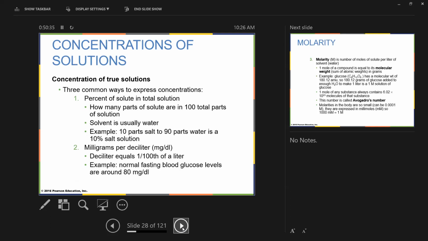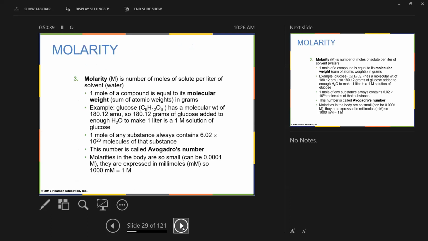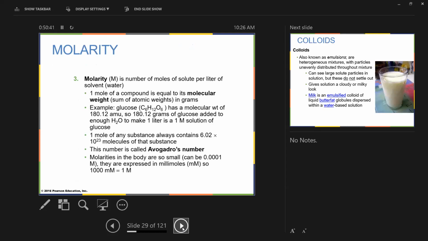Okay. So blood glucose levels, we use milligrams per deciliter. The third way we measure solutions doesn't occur in healthcare. It occurs in chemist land. Chemists use this term all the time, molarity. Now, molarity refers to the number of moles of solute per liter of solvent.